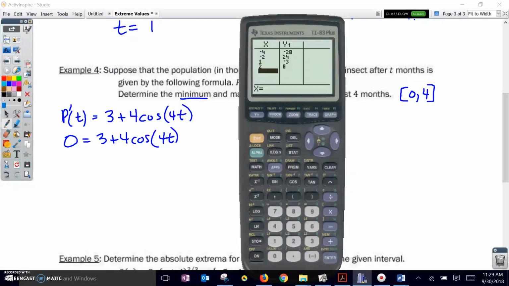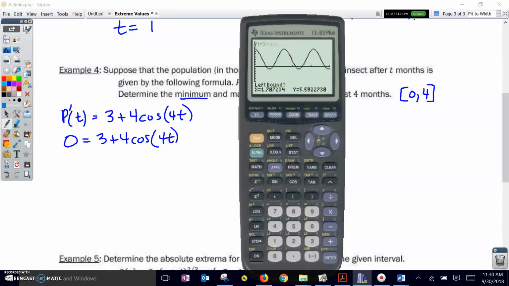I'm going to type 3 plus 4 cosine of 4t into my calculator. And I'm going to set up my window so that it runs from 0 to 4, because the only values I'm concerned with are the values between 0 and 4. So we graph this, and we're looking for the zeros. Oh my, we have several of them. So I need to figure out what all of them are.